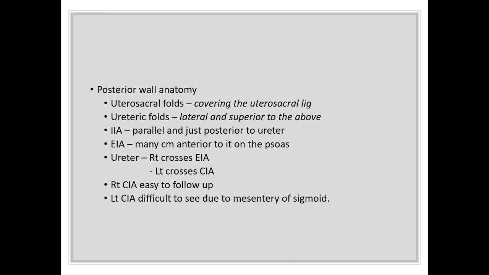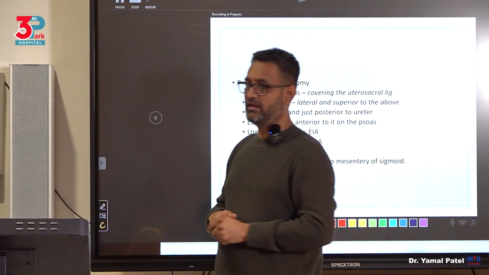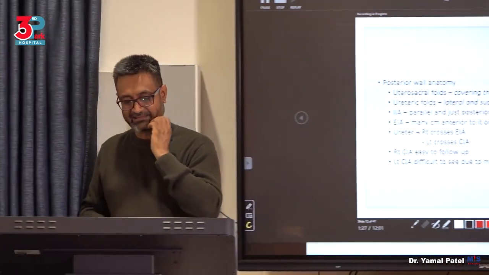Just above that, you actually have the internal iliac artery fold. Now, it is just slightly lateral to the ureter, but in very thin patients, you might see this pulsation. Then you go above that, you will have the external iliac on the lateral walls. So you'll see the external iliac artery, and the vein is just posteromedial.